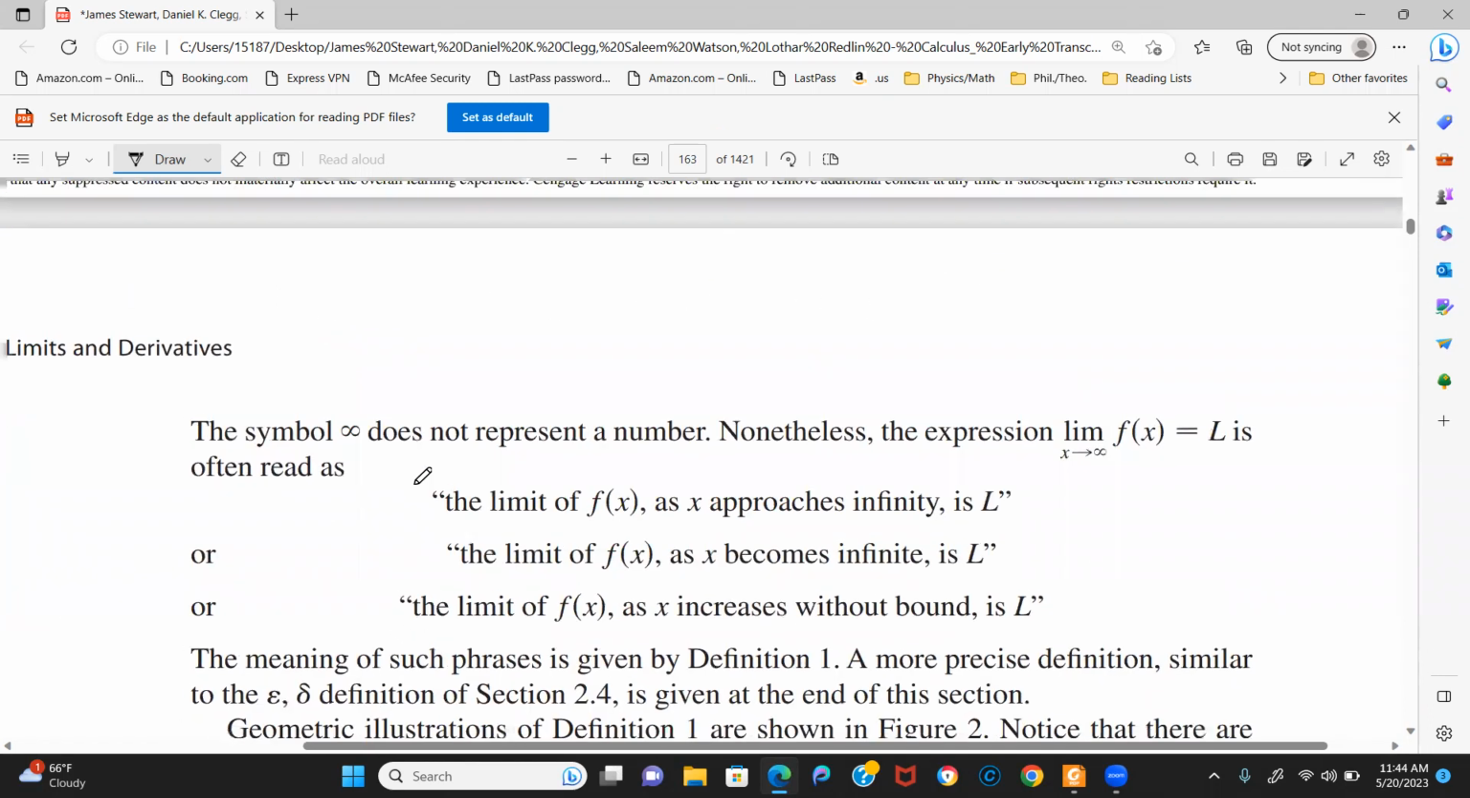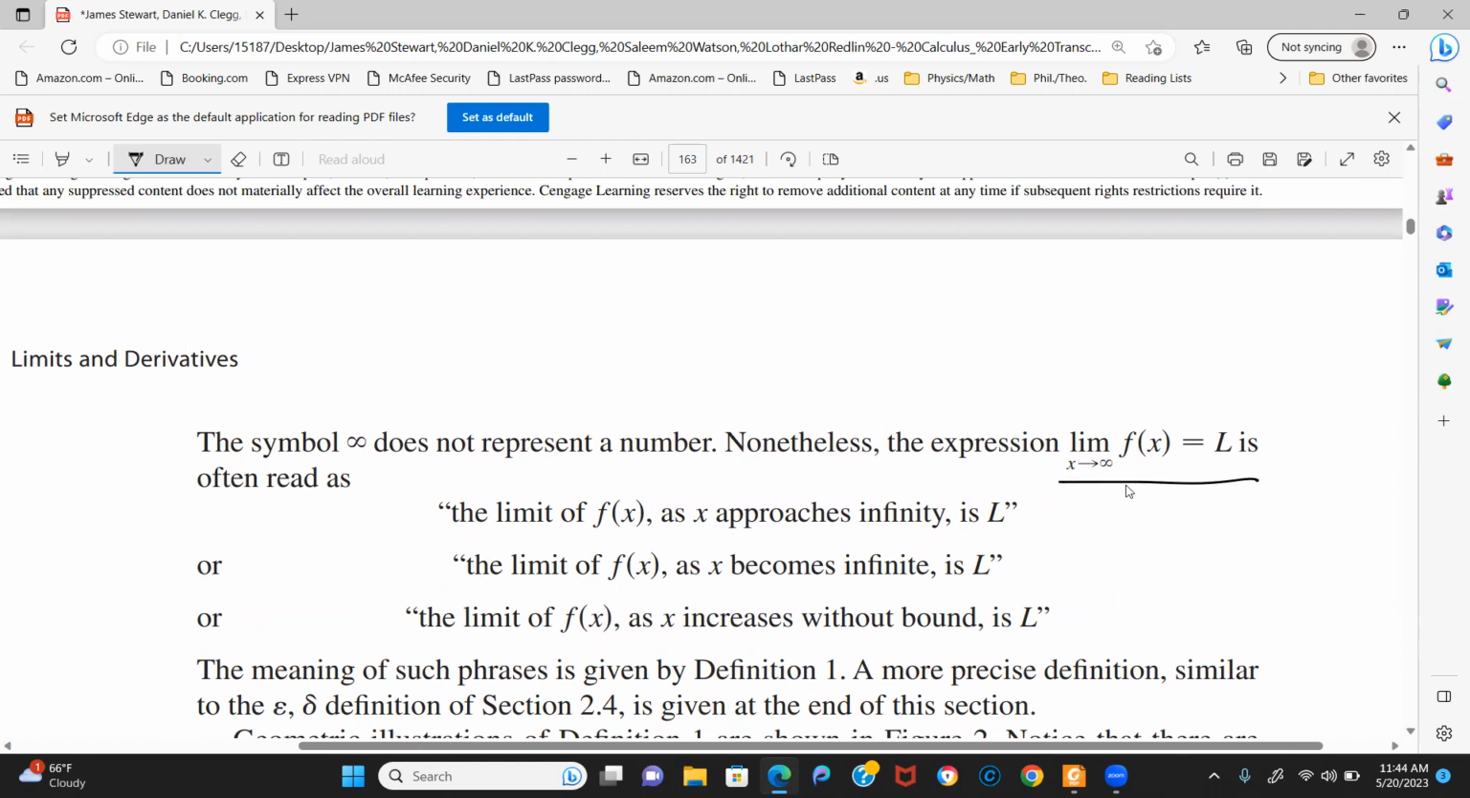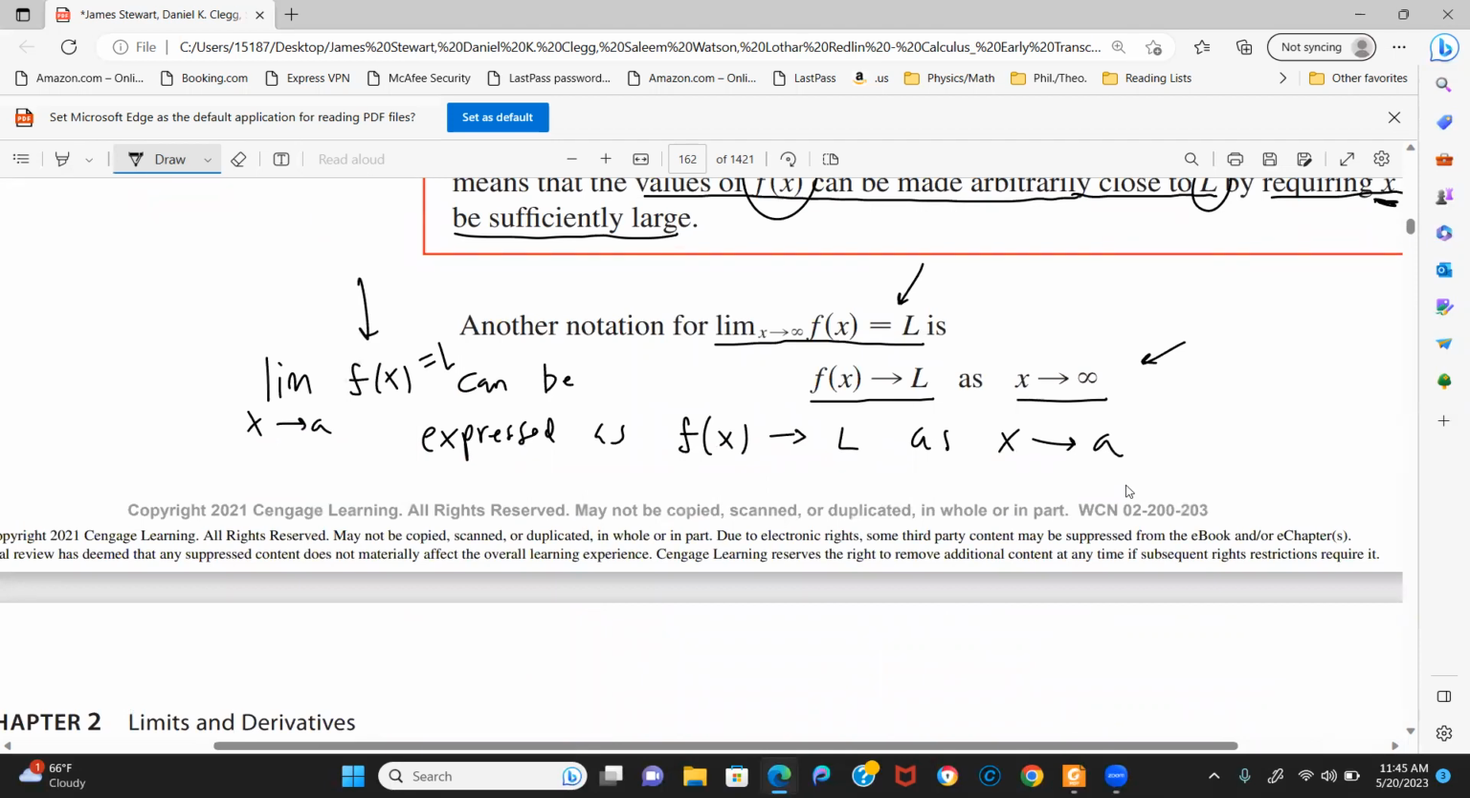So here are different ways of reading this notation. The first one says the limit of f of x as x approaches infinity is L, or the limit of f of x as x becomes infinite. It won't be infinite, but it's getting larger and larger. Or the limit of f of x as x increases without bound is L. So these are a bunch of different ways. This is just an intuitive way of thinking about these infinite limits, but we do need to make these more precise. We're going to use a definition similar to the epsilon-delta definition we looked at in 2.4, for the limit as x goes to a of f of x equals L, where a is in that case a finite number. So we made that rigorous, and that's what we're going to do now.